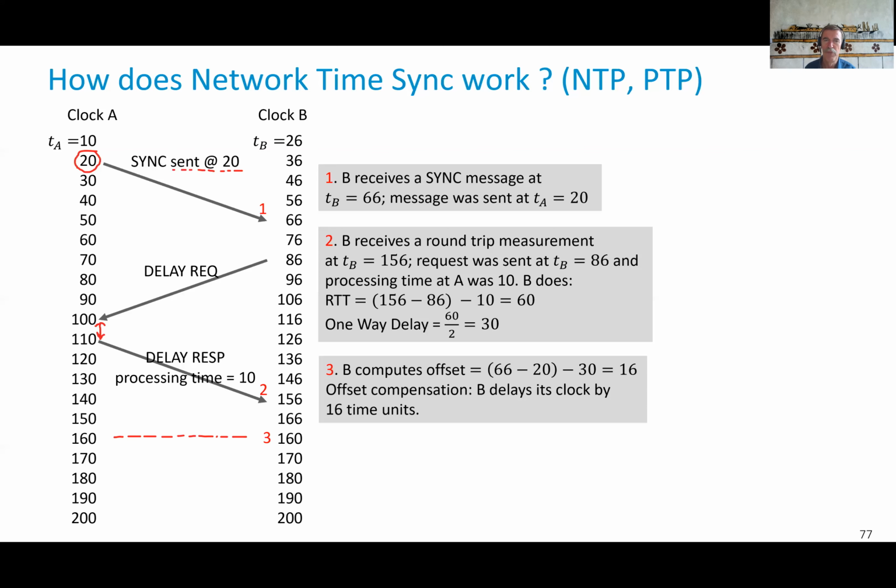So at this time, B has an estimate of the time taken here. B remembers this message. So there was a difference from 66 to 20, a difference of 46, minus the one-way delay, estimated to be 30. Therefore, the offset seen by B is 16. So B will change its clock. At time 176, it will set it backwards by 16 time units. And at event 3, the time at B becomes 160. In this case, we see that the two clocks are synchronized.